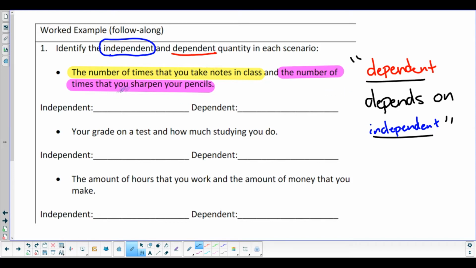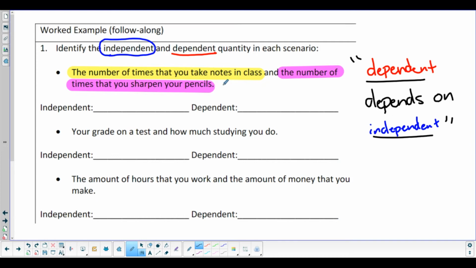So let's start with this. Let's say, just hypothetically, the number of times you take notes in class depends on the number of times you sharpen your pencils. Let me repeat that. The number of times that you take notes in class depends on the number of times that you sharpen your pencils.